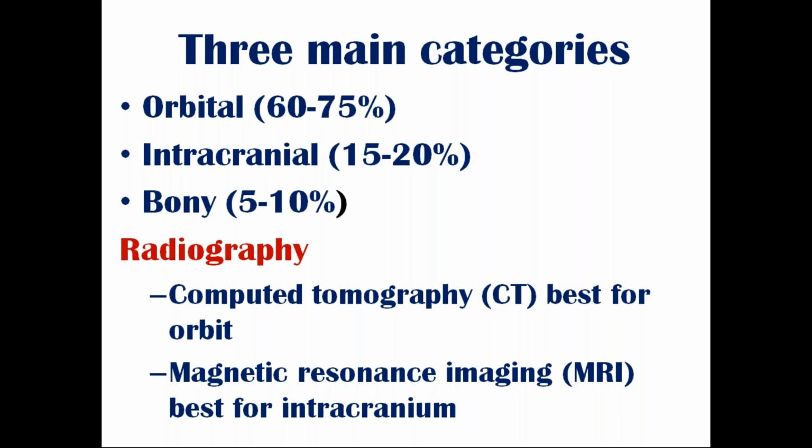These can be identified by radiological examination. One is the computed tomography or CT scan, which is best for the orbit, and the next one is the MRI, which is best for intracranial extension of the complications.